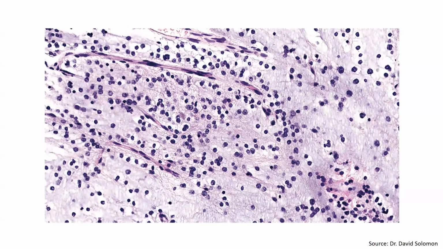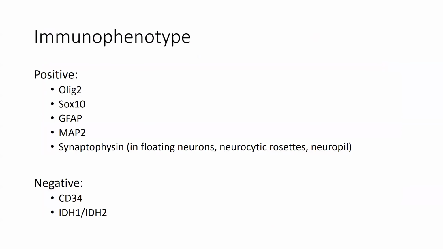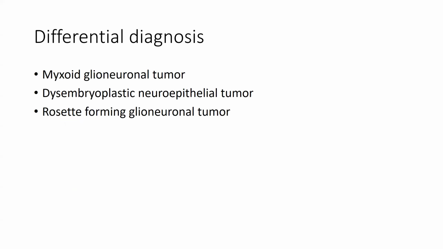And here it is at a little bit higher power. The immunophenotype is sort of what you would expect. These are positive for glial markers and neuronal markers. However, it is CD34 negative, which would argue against this being a PLNTY or a ganglioglioma, and they are IDH negative, helping to exclude an oligodendroglioma.